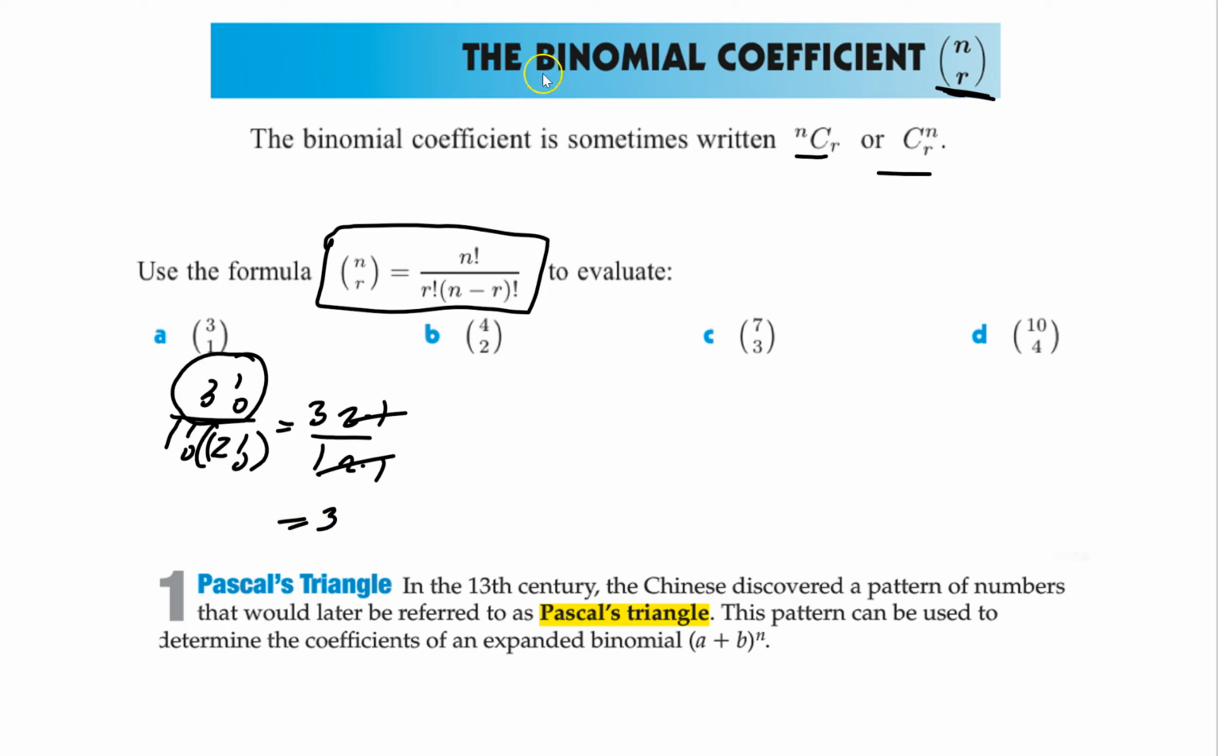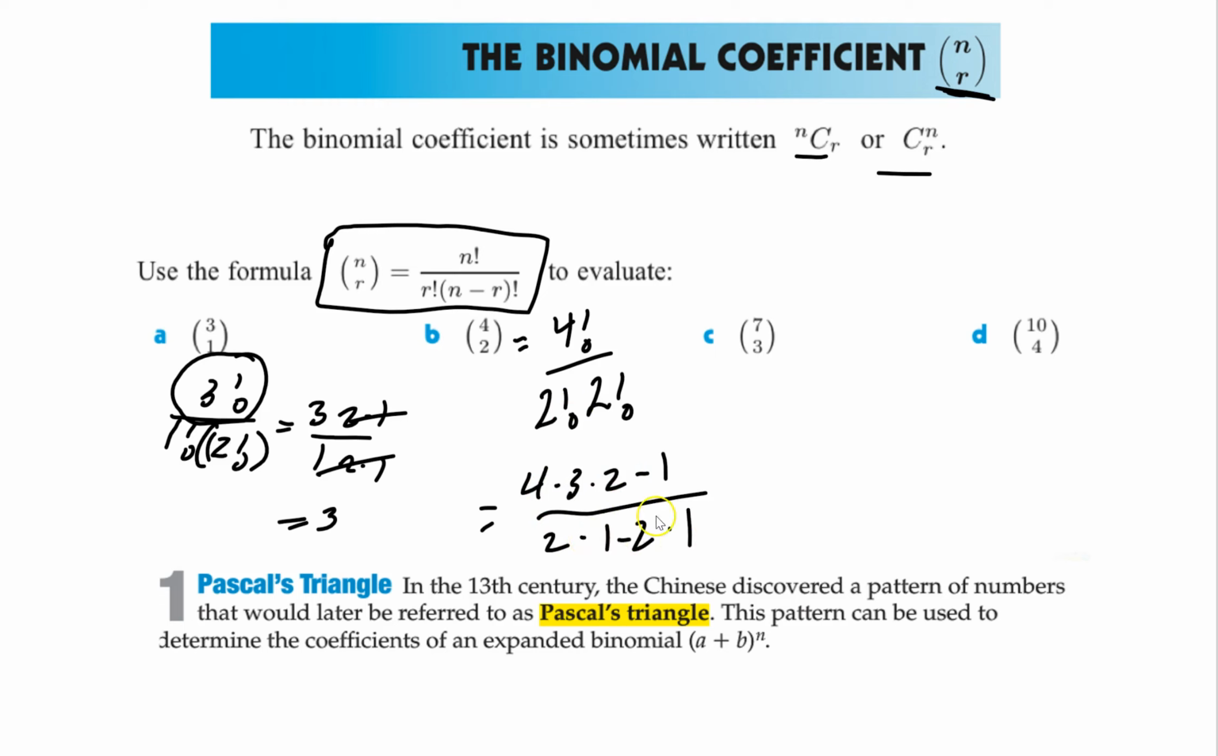Let's do a harder one. Let's do 4 over 2. Using the formula, it's 4 factorial over 2 factorial, and then subtract them: 4 minus 2 is 2 factorial. So the top is going to be 4 times 3 times 2 times 1. The bottom is 2 times 1, and that one's 2 times 1. These cancel. It's times 1. And over here you can reduce if you want. Let's just multiply. 12 over 2, which is 6.